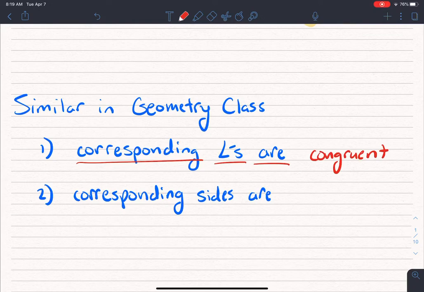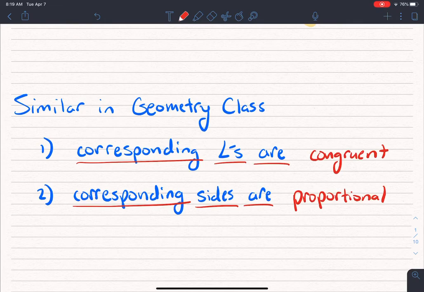Now, you might not know what this means yet. You might be a little bit confused. I might have jumped too far. Don't worry, I'm going to catch up. But when we're talking about similar polygons in geometry class, corresponding angles are congruent. And corresponding sides, and this is a good one, are, big word, proportional. Okay? Corresponding angles are congruent and corresponding sides are proportional.